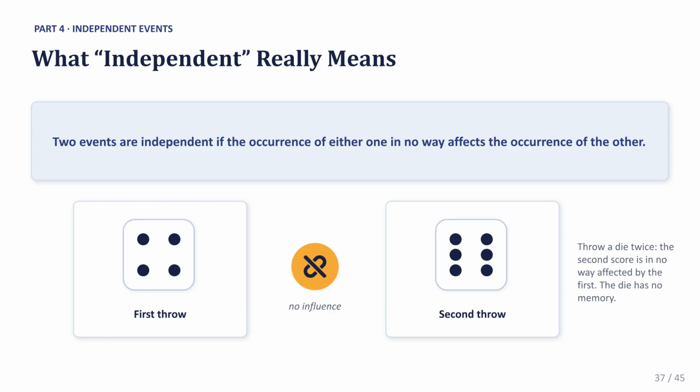What does independence actually mean? It means the occurrence of one event does not change the chances of the other. Consider throwing a die twice. The second throw has no memory of the first result. The probabilities remain identical. If knowing the first outcome doesn't change your expectation for the second, the events are independent.